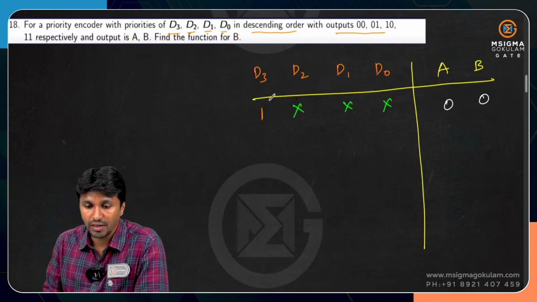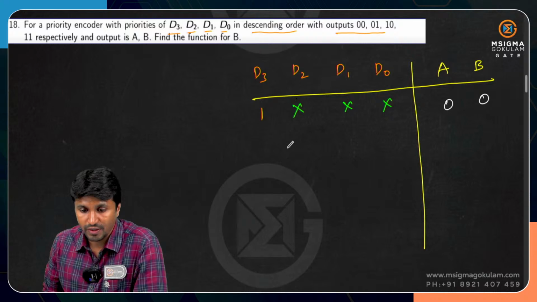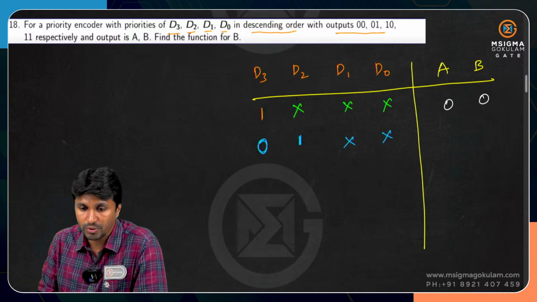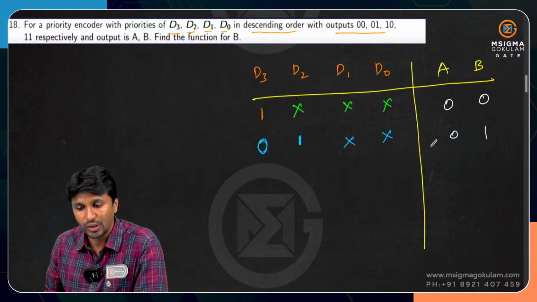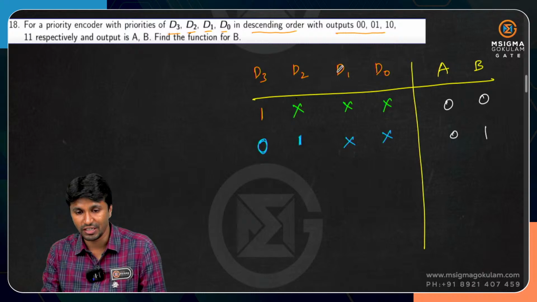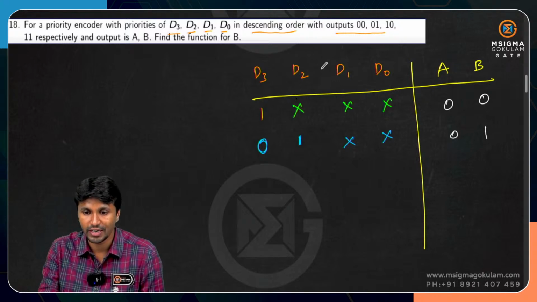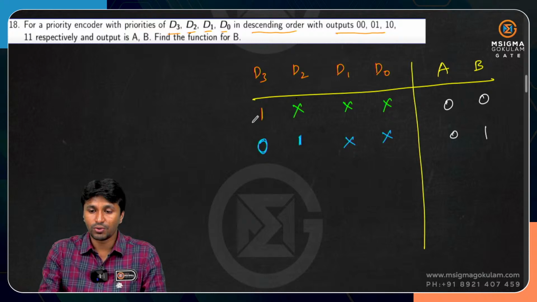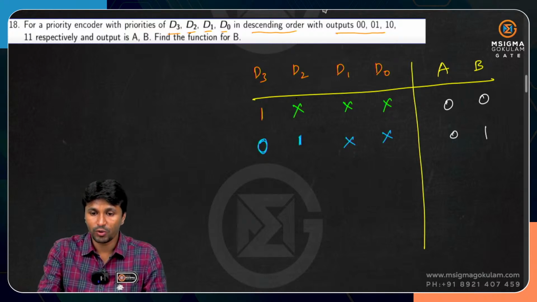And what about this one? Look at this one. When D2 is 1 and irrespective of the other inputs, and when D3 is equal to 0, what will be the output? So look at the corresponding output. This is given as 0, 1, right. So we'll go with the data that is given in the question. Okay, I hope this data is correct. So this is 1, okay.